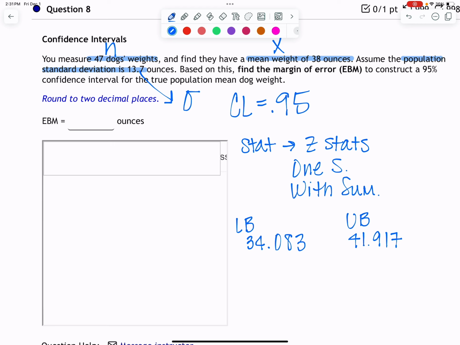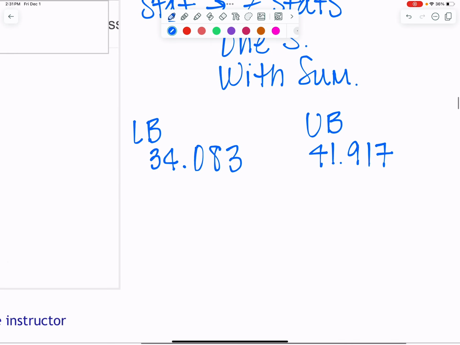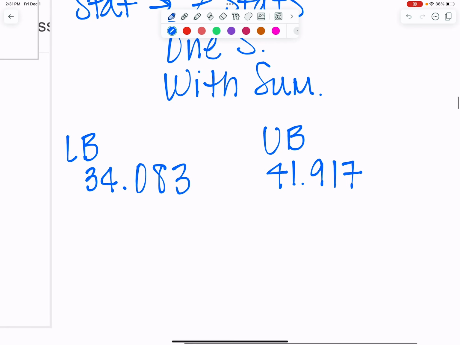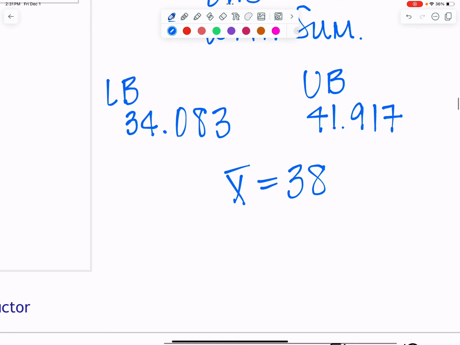So I am going to go through and I'm going to find my mean. I'm going to average the two. Wait, they told me X bar. X bar is 38. So my EBM is the distance between 38 and the lower bound.